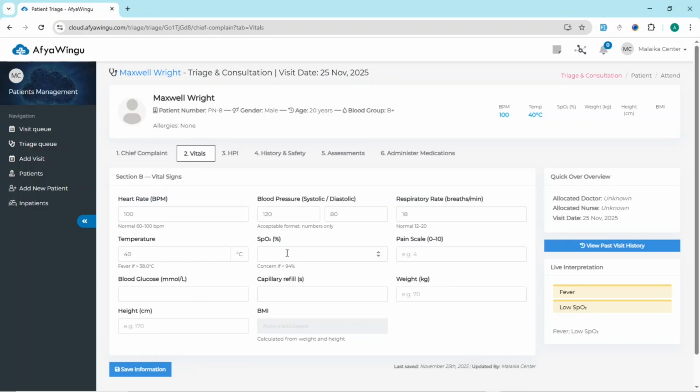5. SpO₂%. Oxygen saturation measures how much oxygen your blood is carrying. Example input, 92. Normal range, 95 to 100%. Concern if below 94%, which could indicate lung disease, pneumonia, asthma, or heart failure. Tip: use a pulse oximeter. If SpO₂ is low, recheck placement and ensure the patient isn't moving.